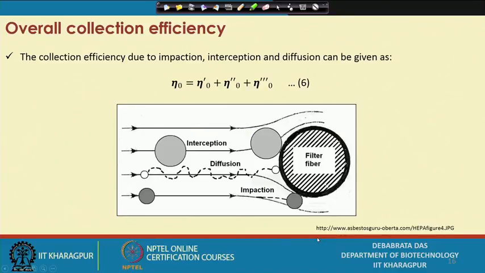So, overall collection efficiency will be what? Overall collection efficiency eta 0 is eta 0 1 dash, eta 0 2 dash, eta 0 3 dash. Now, interception is touching this fiber, and in diffusion one particle strikes another and ultimately deposits on the fiber, and this is the impaction, inertial interception, and impaction is that it deviates from the path. When it deviates from the path, it is collected on the fiber surface. This can be explained like this.